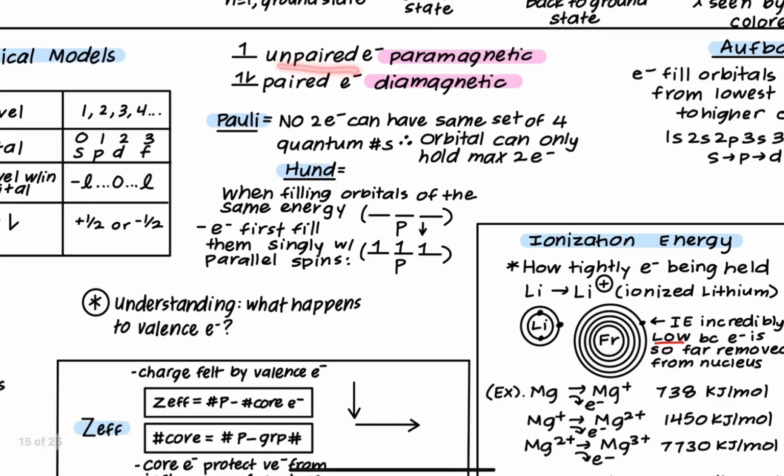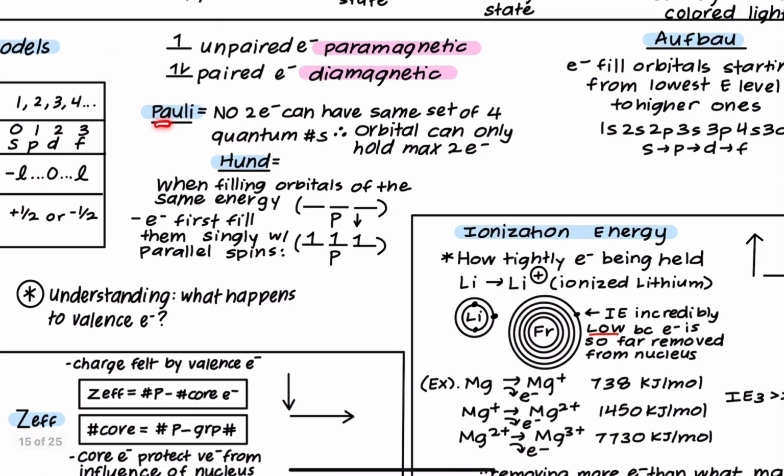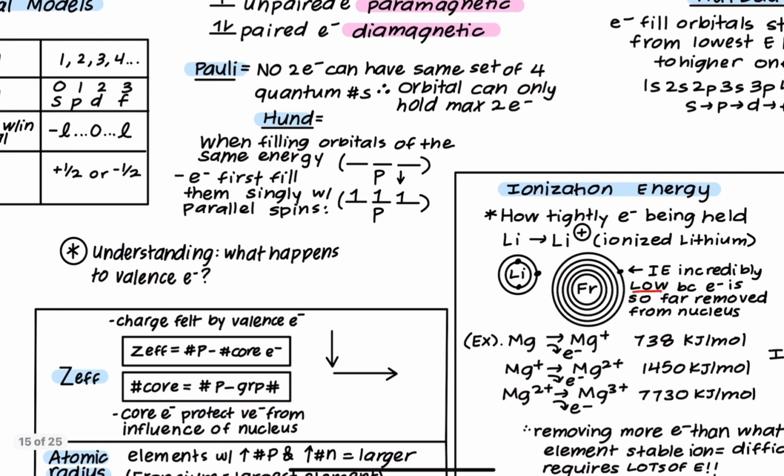Unpaired electrons are referred to as paramagnetic. Paired electrons are referred to as diamagnetic. Remember that unpaired electrons can form bonds. Pauli's principle is that no 2 electrons can have the same set of 4 quantum numbers. Therefore, the orbital can only hold a max of 2 electrons, right?